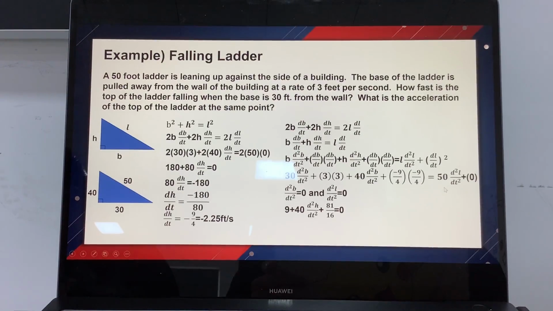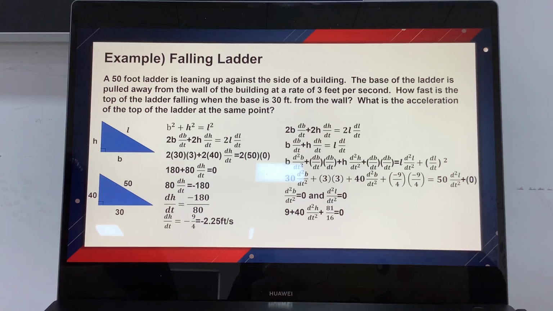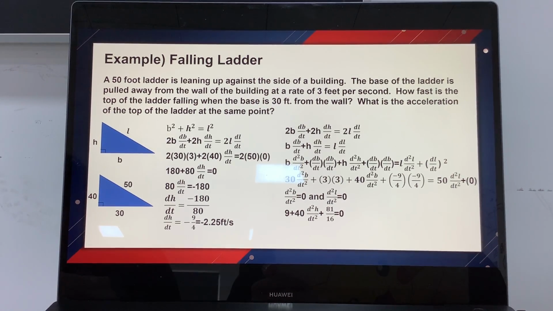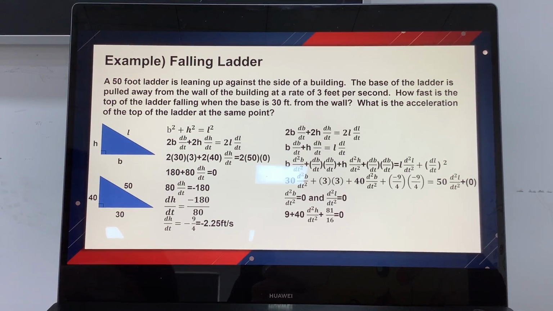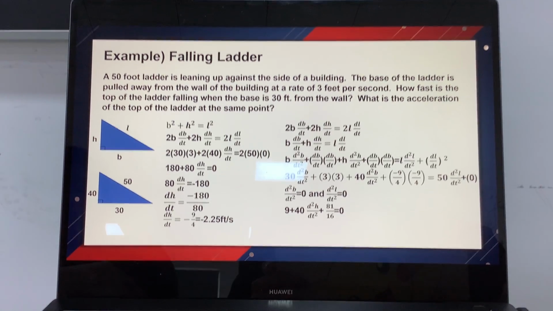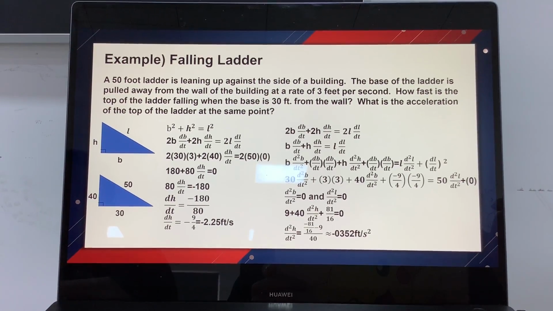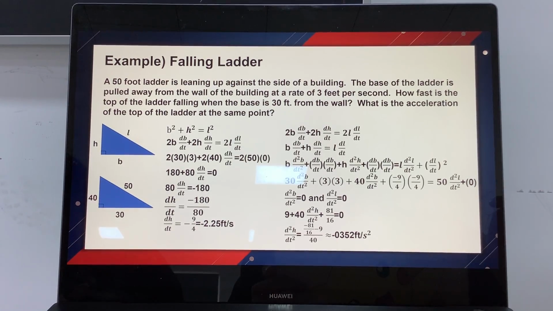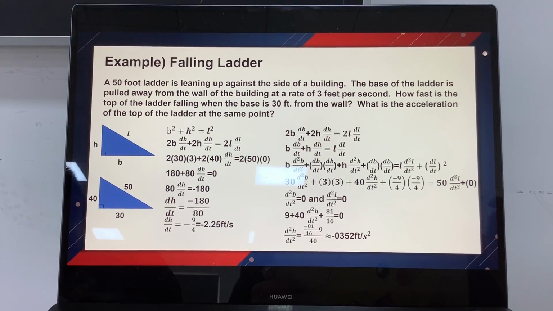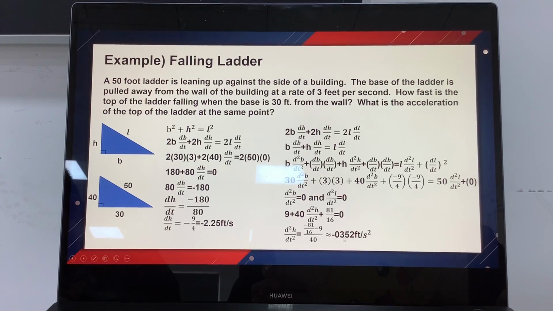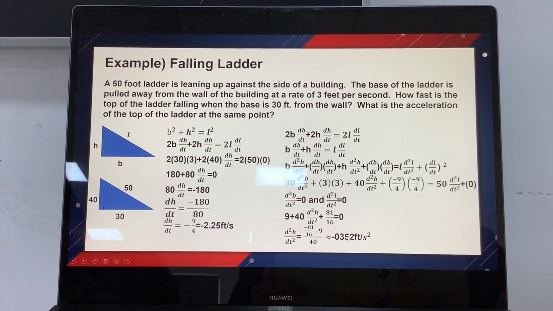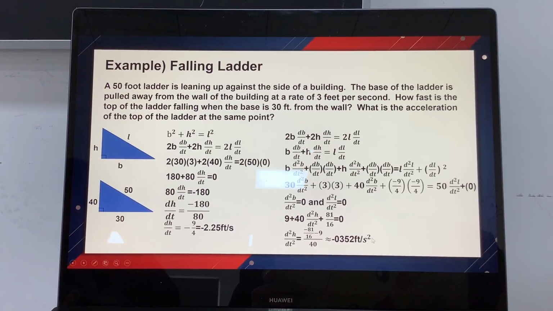Now this is 9 plus 40 d squared h over dt squared plus 81 over 16 equals 0. So d squared h over dt squared is approximately negative 0.352 feet per second squared.